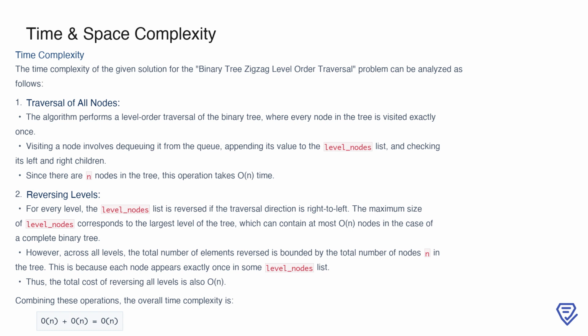Additionally, reversing the level_nodes list for alternate levels adds another component to the time complexity. The maximum size of the level_nodes list corresponds to the largest level of the tree, which can contain up to n nodes in the case of a complete binary tree. However, across all levels, the total number of elements reversed is still bounded by the total number of nodes n. This ensures that the total cost of reversing levels is also n. Combining these two operations, the overall time complexity of the algorithm is n plus n, which simplifies to n.